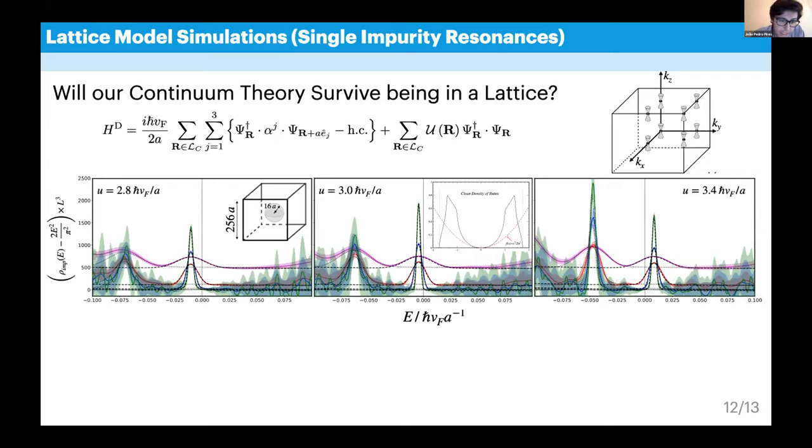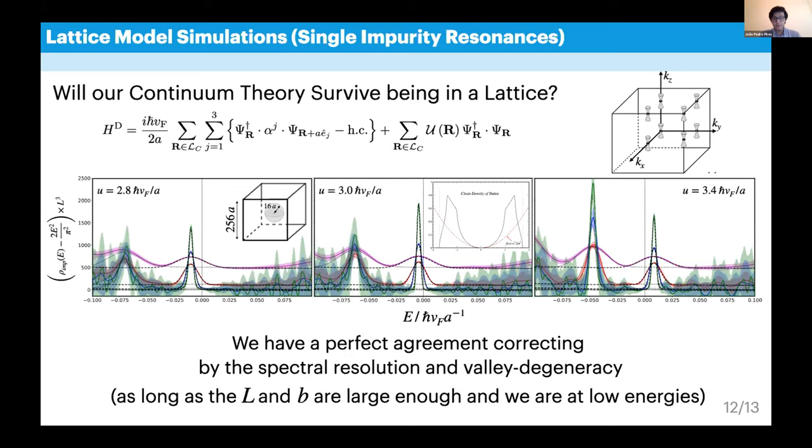And what we get is that, if we look at only one impurity, which is what I have there, we see that the resonances that we get from the Friedel sum rule are there, as long as we have a sufficiently large simulated cell and a sufficiently large sphere, because otherwise you have finite size effects, and we are at low energies where our continuum theory is valid, so we don't have band warping.